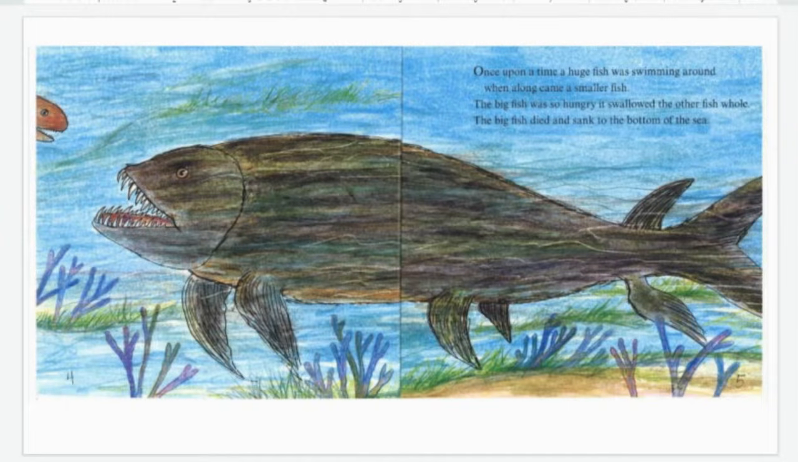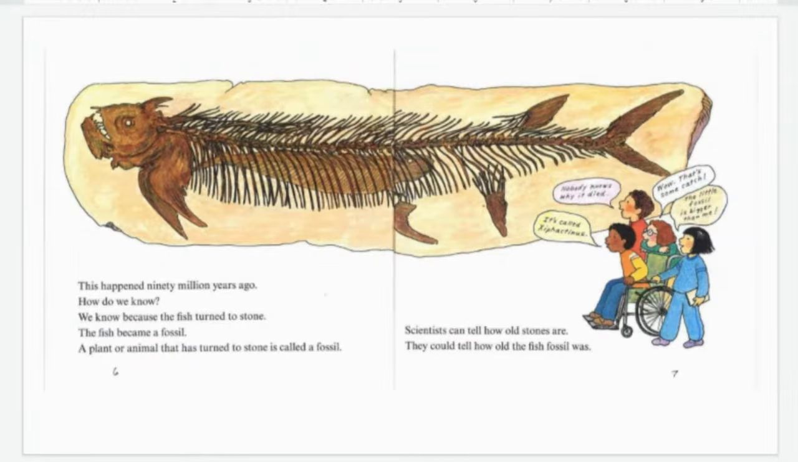Once upon a time, a huge fish was swimming around when along came a smaller fish. The big fish was so hungry it swallowed the other fish whole. The big fish died and sank to the bottom of the sea. This happened 90 million years ago.